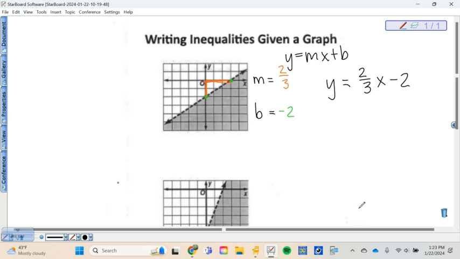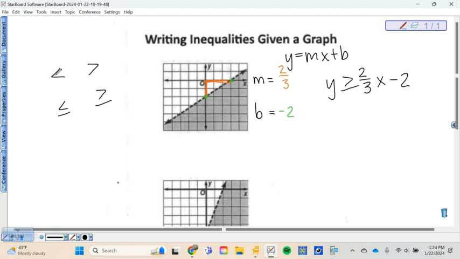It's not just a line. It's going to be an inequality. And I need to figure out, is it going to be less than or less than or equal to, or is it going to be greater than or greater than or equal to? There's 4 different options there, right? Less than, greater than, less than or equal to, greater than or equal to. Okay, we've got to figure out which one it is.